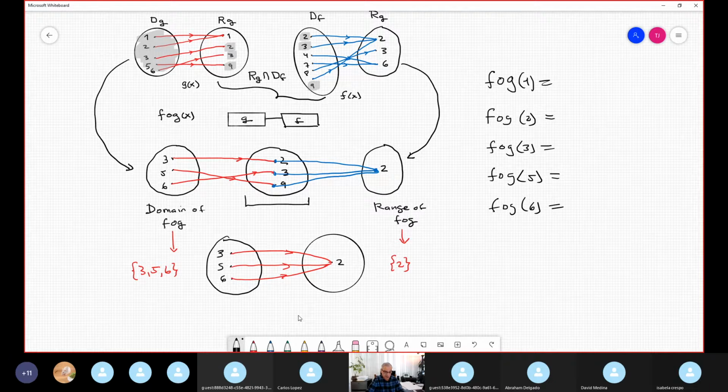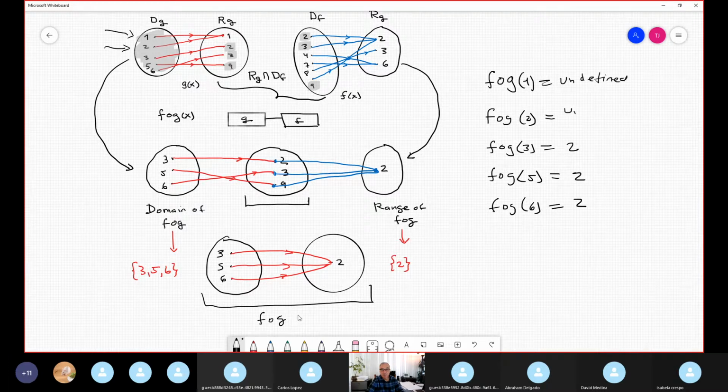Okay, let me start with the last sketch, where I can see clearly. F composition G at 3 is 2. Look, 3 associated with the 2, 5 associated with the 2, and 6 associated with the 2, 2, 2. And what about 1, 2? At the beginning, we have 1 and 2. Look here. 1 and 2 are lost inside this. That's the reason that this is undefined, undefined, undefined.